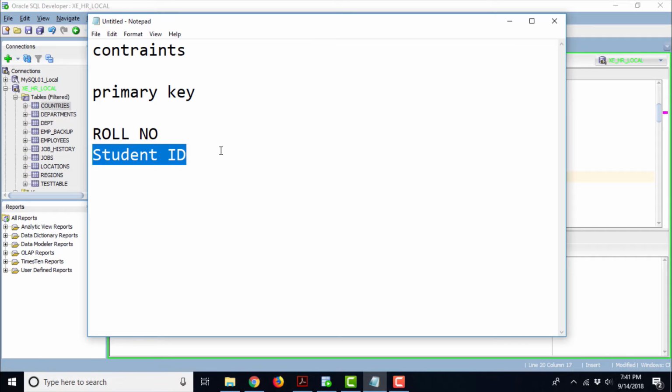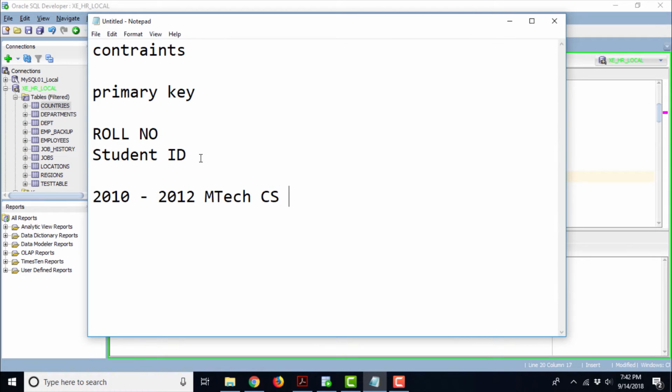If you haven't noticed this, all these roll numbers as well as student IDs are unique numbers. Let me explain this. I studied from 2010 till 2012 for Master of Technology in Computer Science at IIIT Hyderabad, and my student ID was 2010050017. Let us divide this into various parts. 2010 was the year of the course commencement, 05 was the code of the course, that is Master of Technology in Computer Science, and 017 was my position in the class.